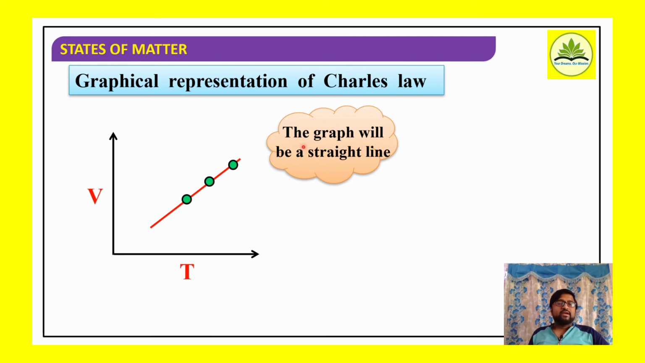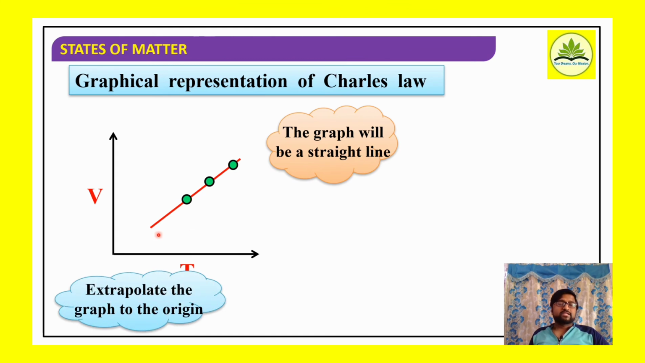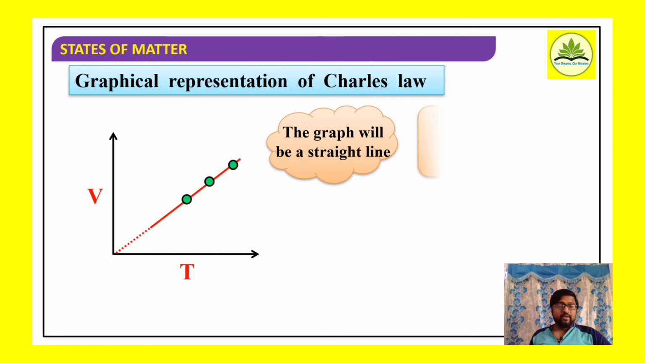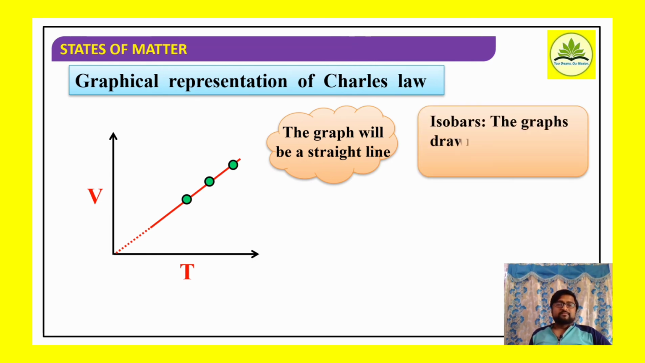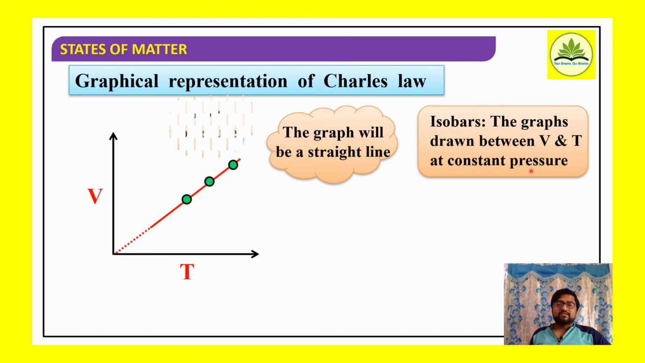So that is what gives us a straight line. What is the nature of the graph? We get a straight line, and if you extrapolate the straight line, it passes through the origin. Therefore, when we plot a graph of volume versus temperature, we get a straight line passing through the origin. Further, whatever straight lines we get here are referred to as isobars. Isobars are the graphs drawn between volume and temperature at constant pressure.